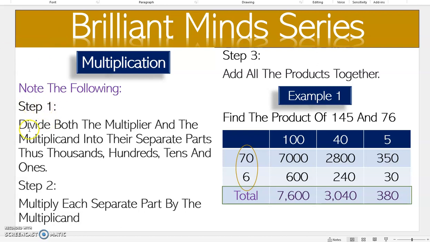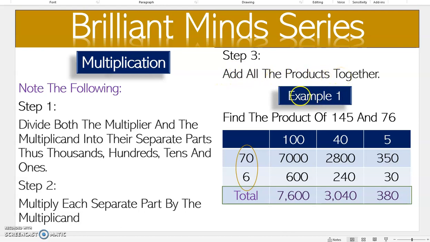Step 1, we are going to divide both the multiplier and the multiplicand into their separate parts. That's thousands, hundreds, tens, and ones. Step 2, multiply each separate part by the multiplicand. And then the final step, step 3, we are going to add all the products together.